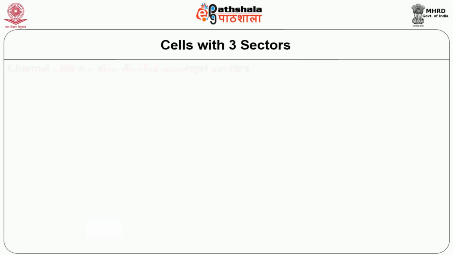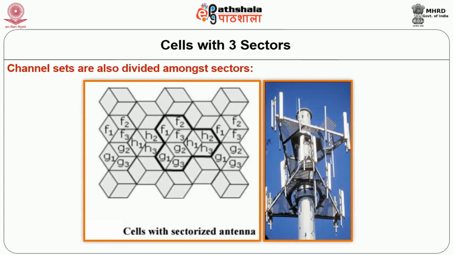Now, the channel set which has been allocated to the cell also has to be divided among the sectors. So, if there are 9 channels allocated to the cell, each sector will be assigned 3 channels. So, each sector is assigned 1/3 of the available channels. Again, what is the problem here? I have been able to reduce the co-channel interference. I have been able to maintain the capacity, but a sector is, of course, a part of the cell.